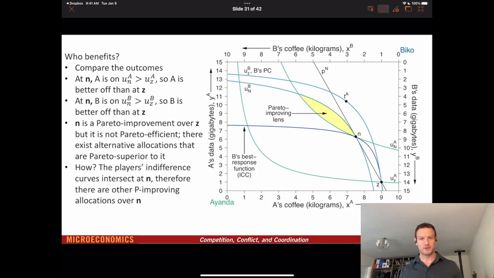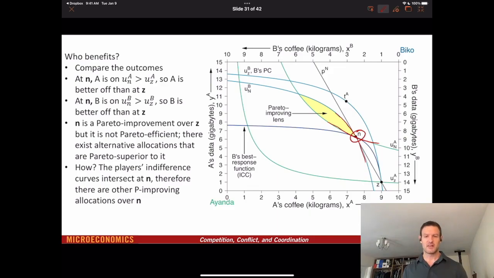So the final thing I want to bring up here is I want to compare the outcomes in this game versus what we would have seen in the take it or leave it power game. And the important thing here is to think about whether the outcome from this interaction is Pareto efficient or not. And so the first thing to notice is that when we look at point N, what we also see is that we have an intersection rather than a tangency of the indifference curves for the two players at point N. So Biko's indifference curve is not tangent to Ayanda's indifference curve at point N. Instead, they intersect each other.